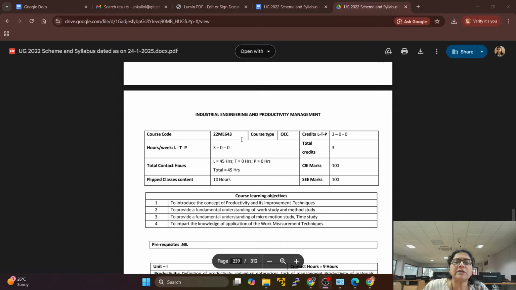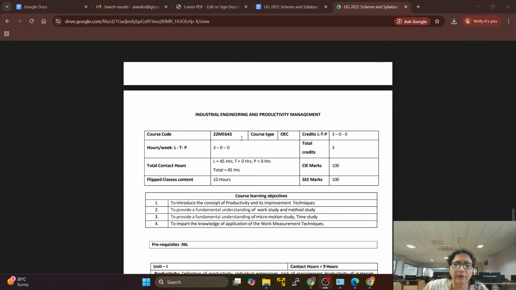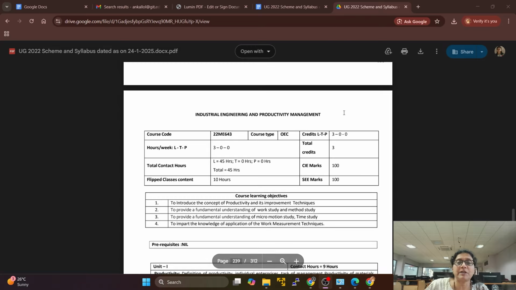It is a very, very interesting subject. The analytical part is only 10%, and 90% it is theoretical. Very interesting. It is most popularly being used in industries like Bosch and others. Every industry still uses all these charts and techniques so that they can improve the productivity of their organization. They can make more profit, and the standard of living of the people improves. All those things are related to industrial engineering and productivity management.